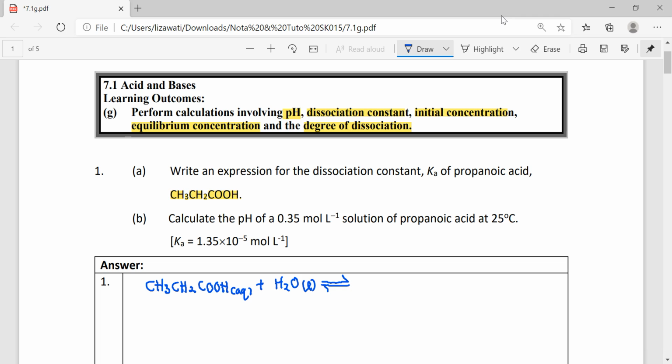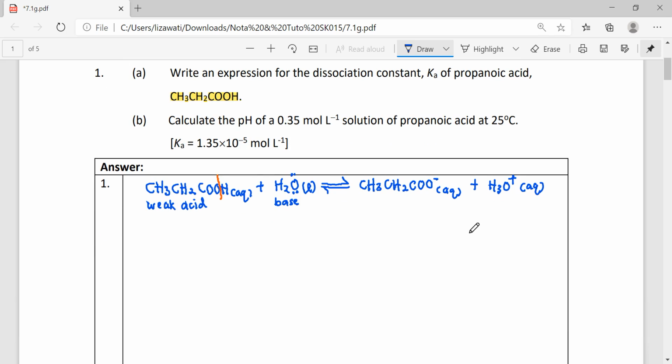Because a weak acid will donate a proton, but which one? The proton that is attached to the OH group. Therefore it will form the ion CH3CH2COO minus. And because water has a lone pair and reacts as a base, it can accept a proton from the weak acid and become H3O plus, in aqueous form.